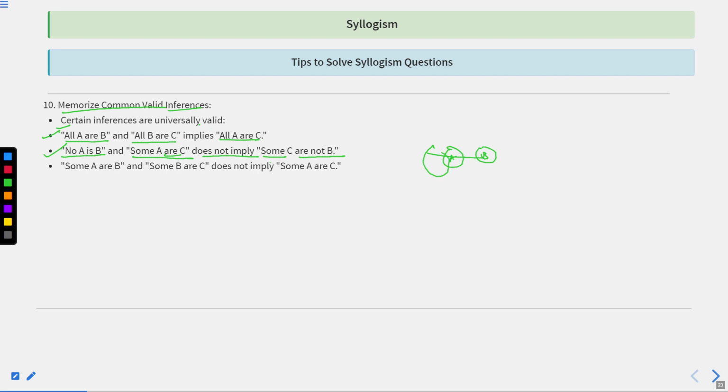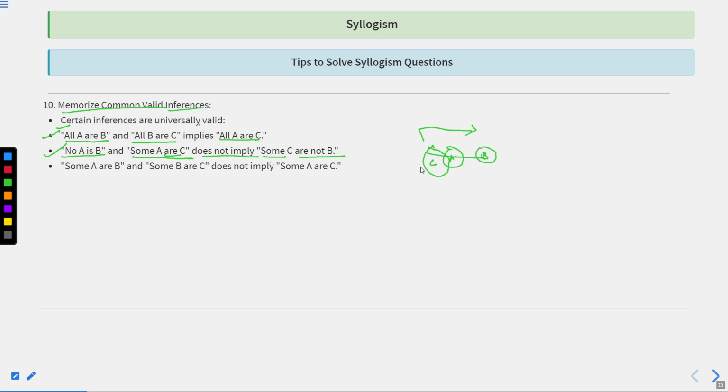So this can be a diagram which is going to represent C. What it is saying is that some A are C and some C are A. Obviously the conversion will be there. It does not imply that some C are not B. So you cannot come to this direct conclusion just by seeing this diagram.